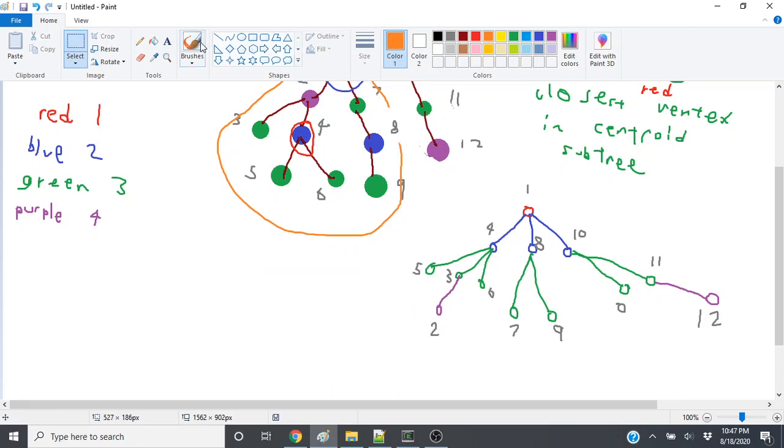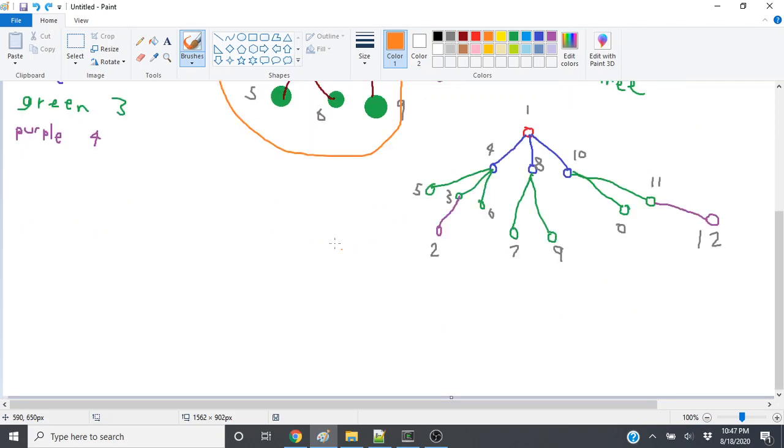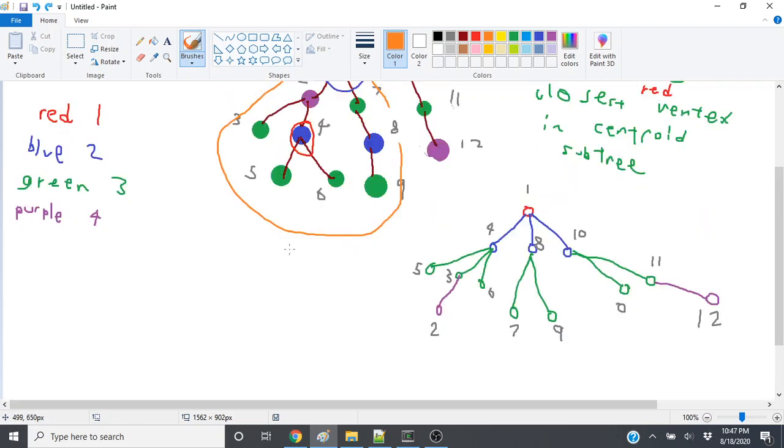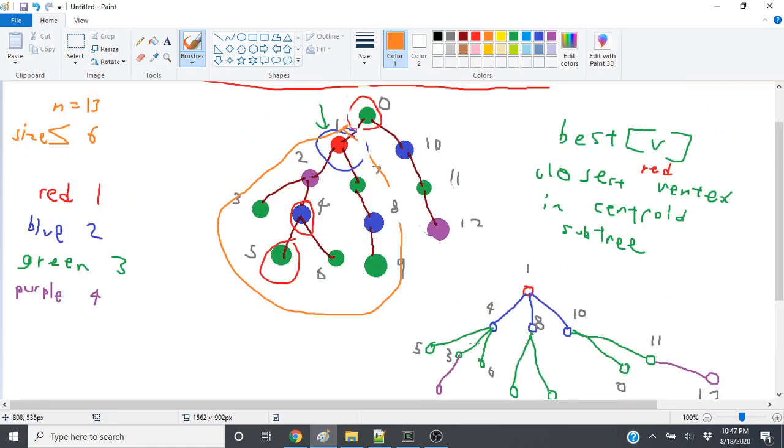Instead of looking at all the parents in the original tree, we look at this vertex itself, and then we look at all the parents in the centroid tree. Now, to do updates, we do the same thing. We update this, and let's say we set 5 to red. Changing 5 to red is going to change all of the vertices where best v includes this vertex. So that would be all parents of this vertex in the centroid tree.